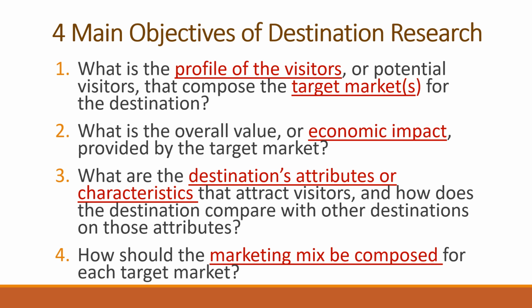The second type is the economic impact study. These studies try to determine what the economic impact is of travel and tourism to a particular sector. Some of them also break it down into what the return on investment would be for different types of investments for new programs. A third category is research on a destination's attributes or characteristics.